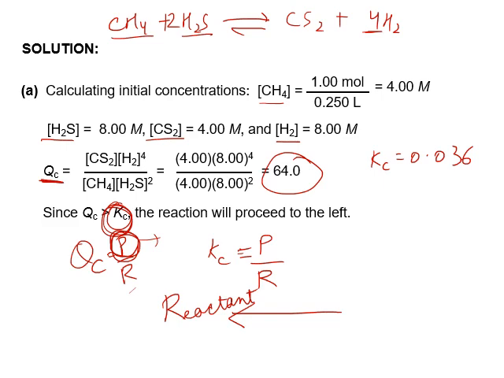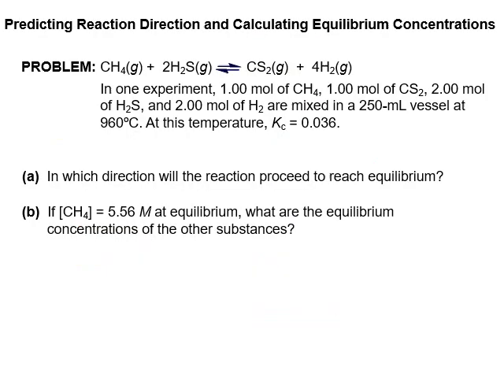The next question, part B, was that if methane is 5.56 at equilibrium, what are the equilibrium concentrations? So the question wants me to calculate the concentration of everything at equilibrium. Again, if you need equilibrium concentration, there is no shortcut. You have to make the ICE table.